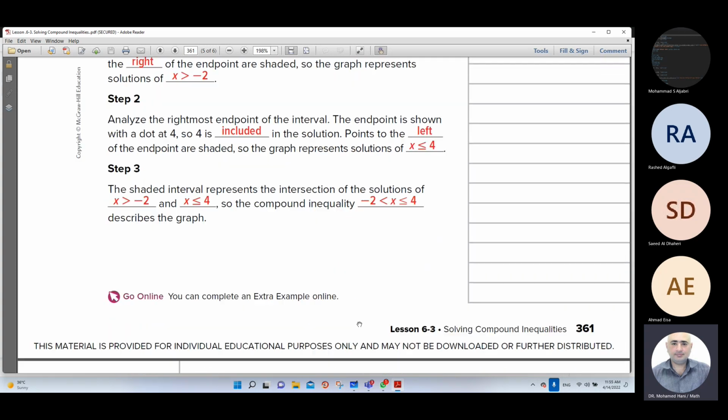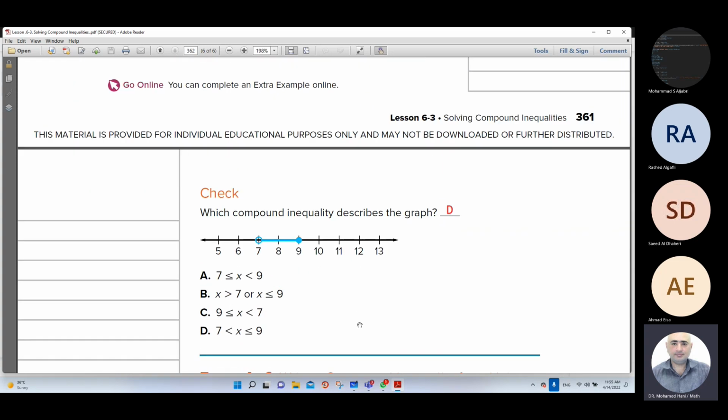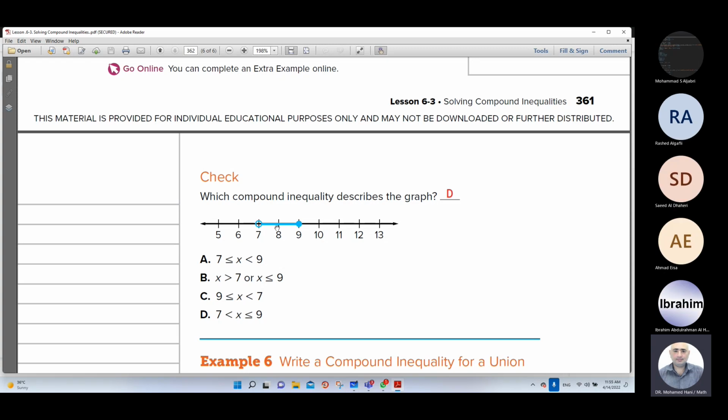Here we have the same idea. As you see here, which compound inequality describes the graph? You have this graph. As you see here, 7 not included, here 9 included. Now the value of x greater than or equal 7, this is wrong because here we have an open circle. We don't have equal in the sign. So this is wrong. And here we use or, here we don't have or, here we have and. So this is wrong.